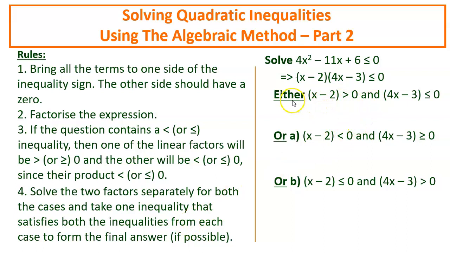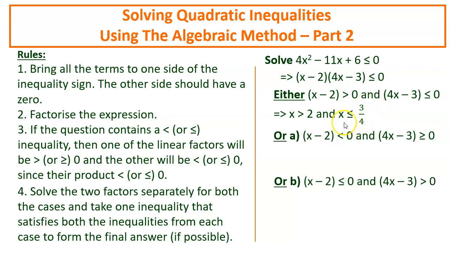So first of all, we come to the either part. If x minus 2 is greater than 0, this gives us the x value as x is greater than 2. And 4x minus 3 is less than or equal to 0 means x is less than or equal to 3 over 4. So x will be a number which will be greater than 2, and x is simultaneously that number which is less than or equal to 3 over 4. It may be 3 over 4 or it may be less than 3 over 4.